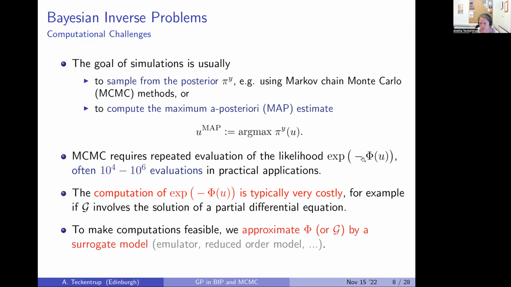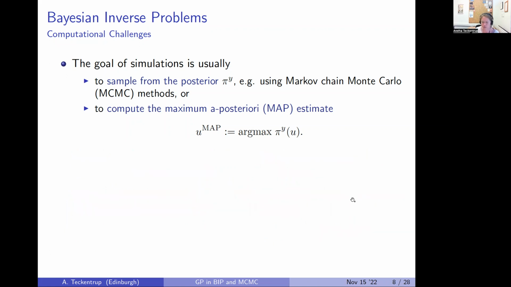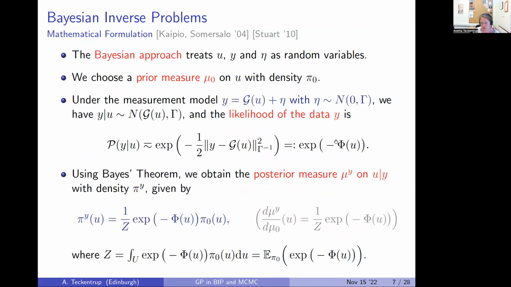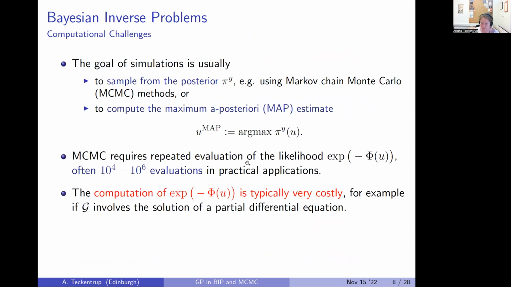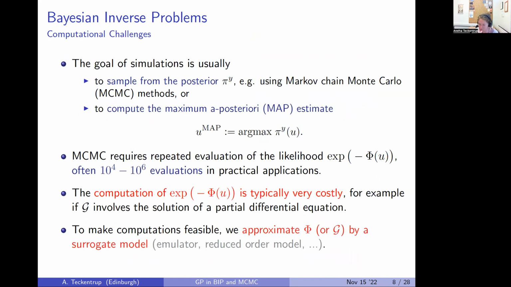So the phi here is what appears in the data likelihood. It just has this form that we saw here. So phi is just shorthand for this log likelihood term. So we either approximate phi or just the observation operator G, essentially the PDE solution, by a surrogate model. You might know that as an emulator or a reduced order model. It's just a model that is simpler than the original model, simpler than the PDE. It's faster to evaluate, but it still captures the main idea of the model, the main behavior of the model.